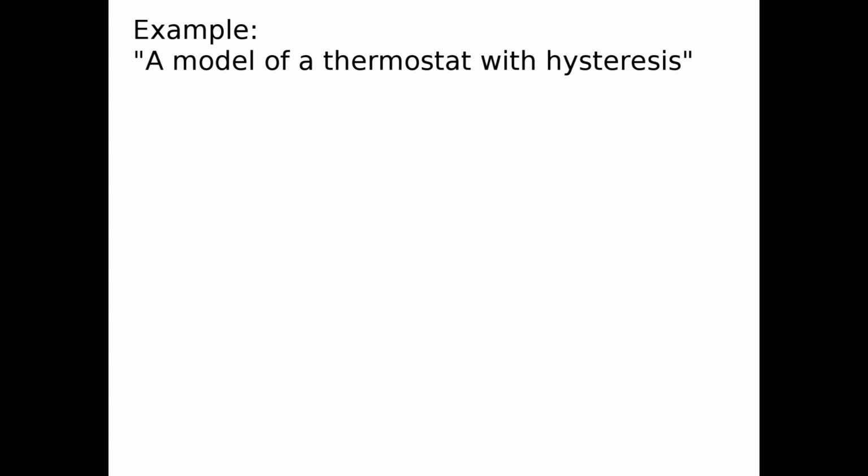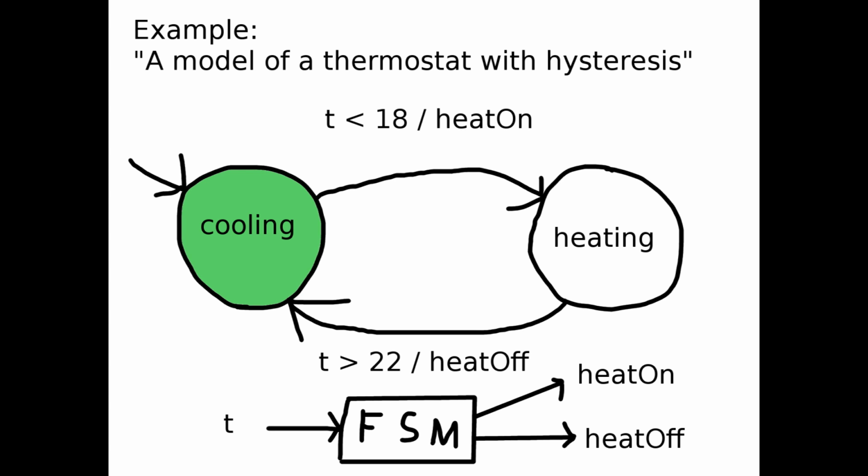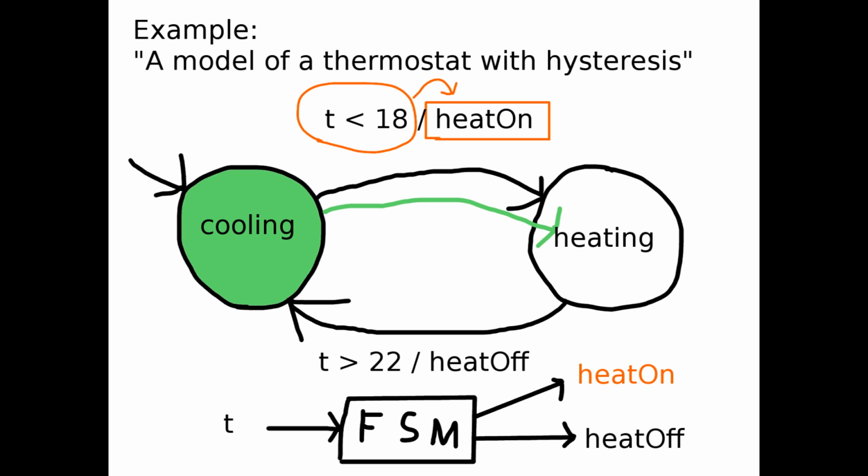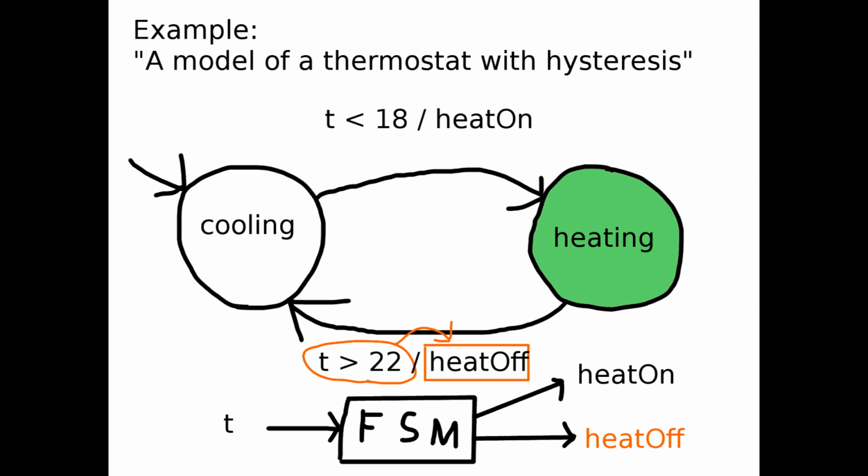Let's look at an example: a model of a thermostat with hysteresis. When the temperature has fallen below 18 degrees, the heater gets turned on, and the state is transitioned from cooling to heating. When the temperature has reached over 22 degrees, the heater gets turned off, and the state of the system is transitioned from heating to cooling. With that simple finite-state machine, you can keep your room temperature near the desired temperature.